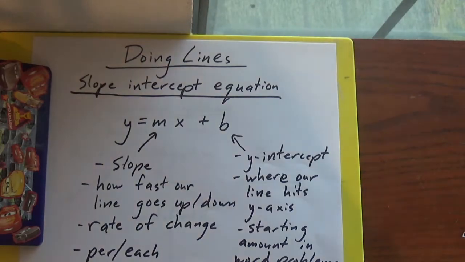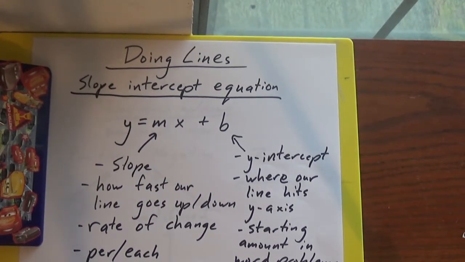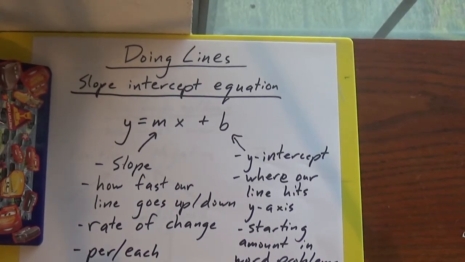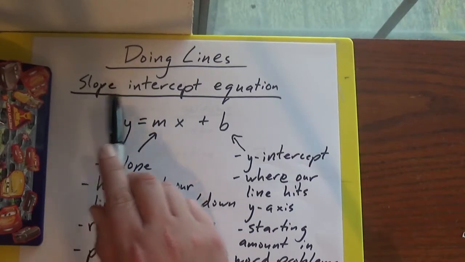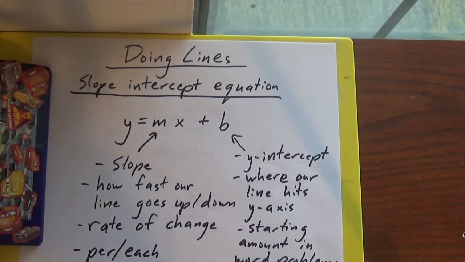Start doing linear stuff. Linear just means it's a line. So the most common equation that we're going to use for a line is called the slope-intercept equation. They call it the slope-intercept equation because we have a slope and we have a y-intercept. And we put them together and we have an equation.